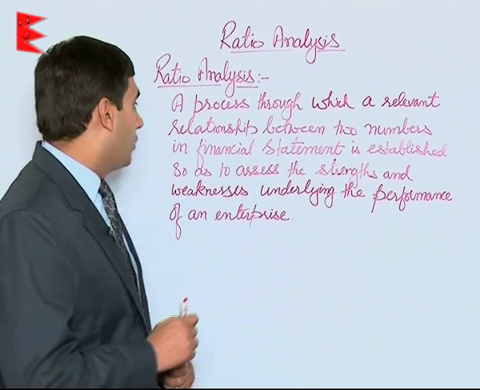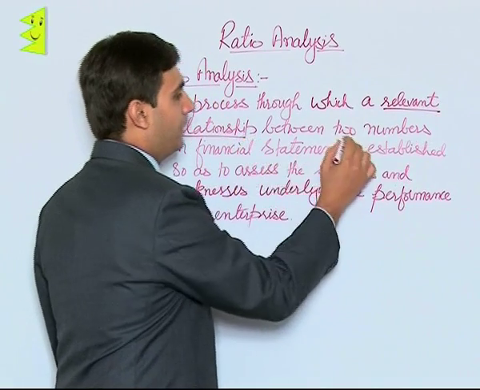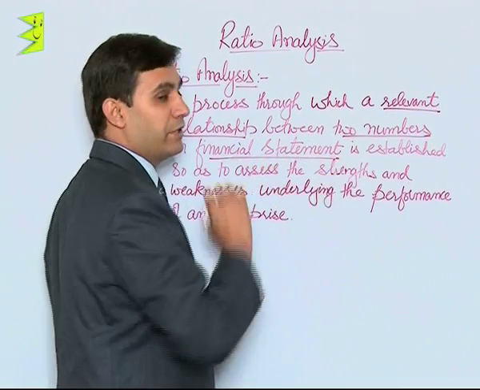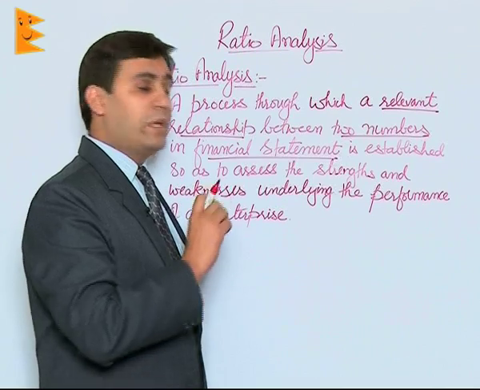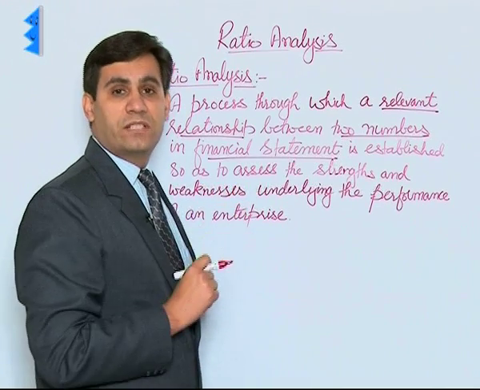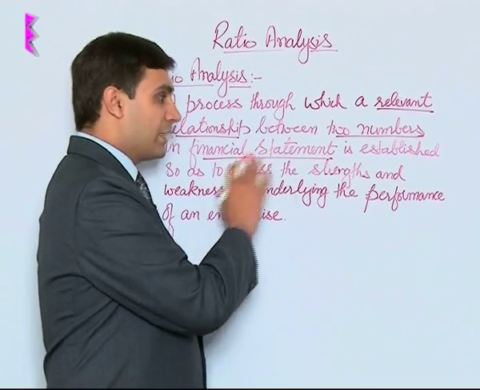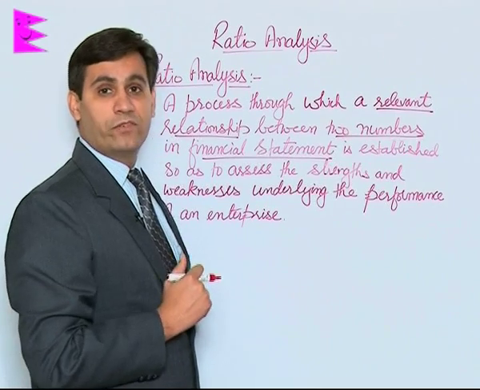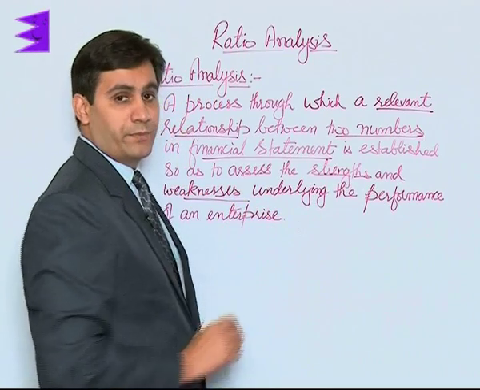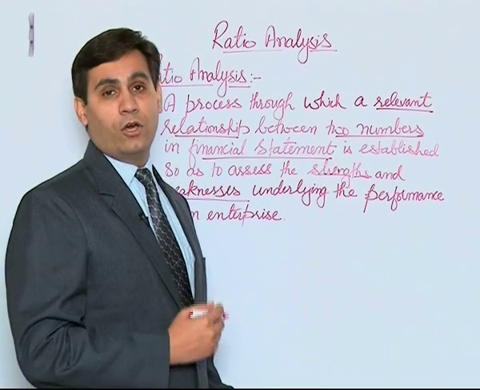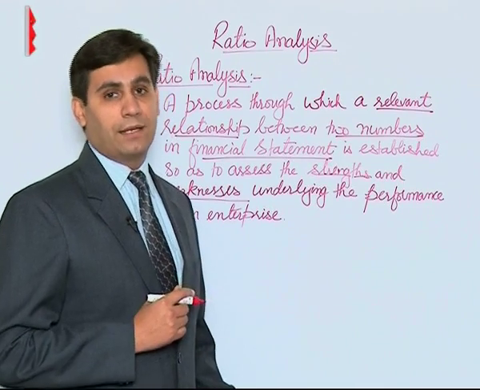Going by this definition, it is a process through which a relevant relationship between two numbers in a financial statement is established. That means you are actually trying to strike a relationship between two numbers which are mentioned in the financial statements so that you are able to understand them in a better manner. And what exactly is the underlying reason for establishing such kind of relationship? That is to assess the strengths and the weakness of an enterprise so as to gauge how well or how bad an enterprise has fared in a particular area that we are trying to analyze.